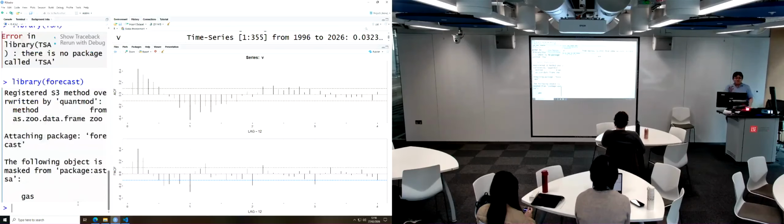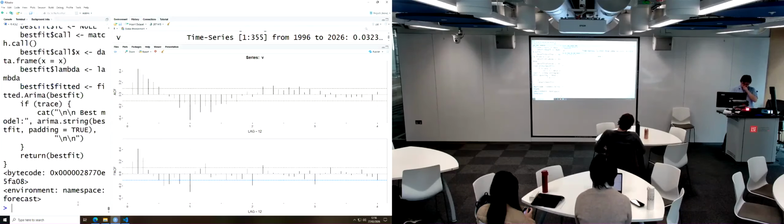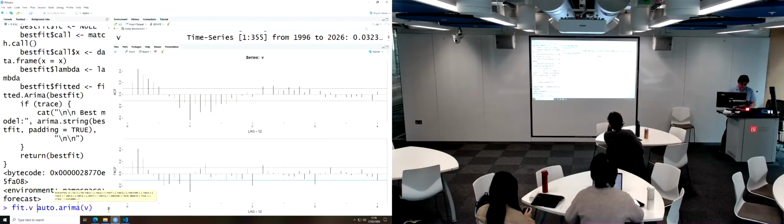I can't remember where auto.arima is. It may be in forecast, maybe in one more. I don't know. But auto.arima, yes, it's in forecast. People usually use this to try to find a base model first. And then after finding the base model, let's say fit.V equals to this.